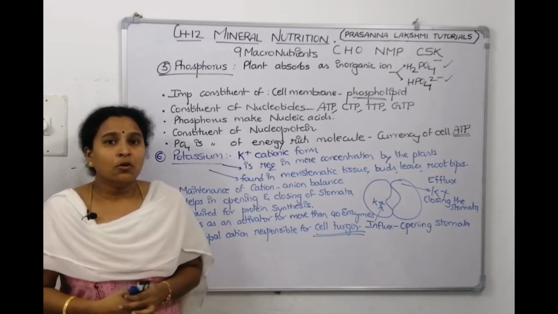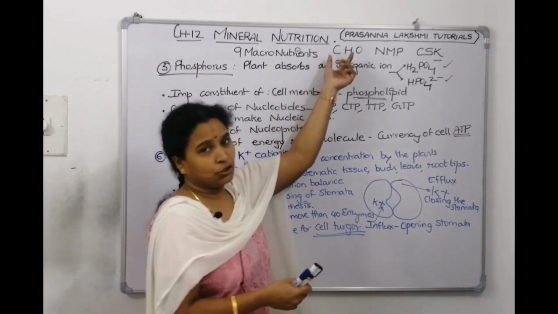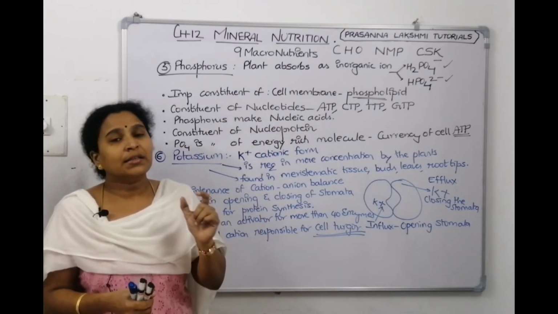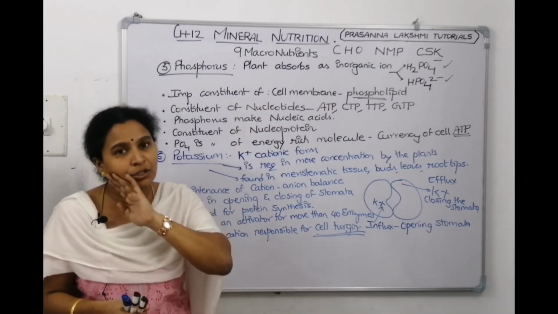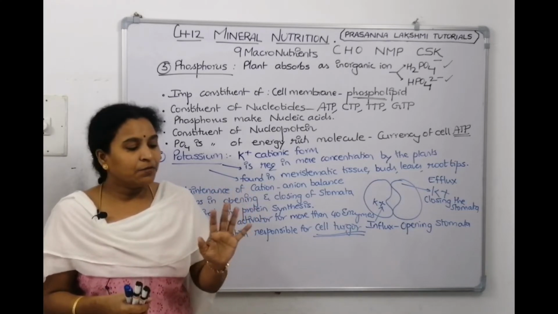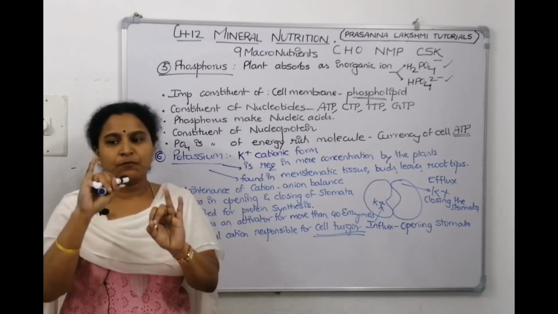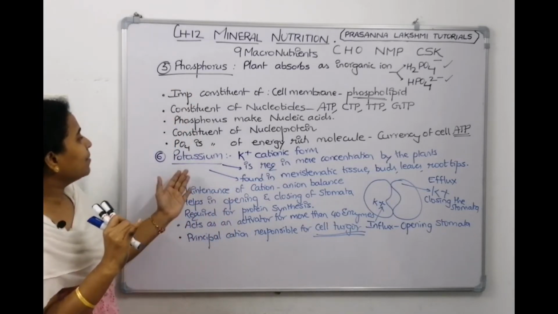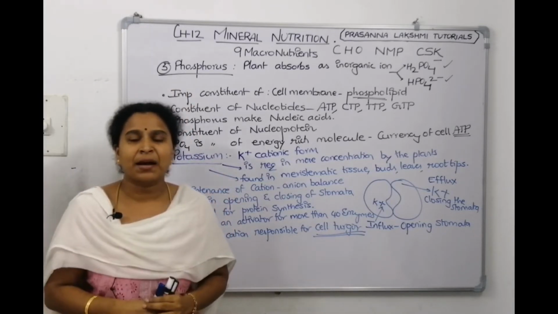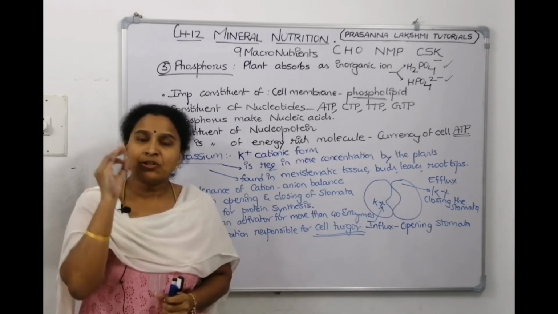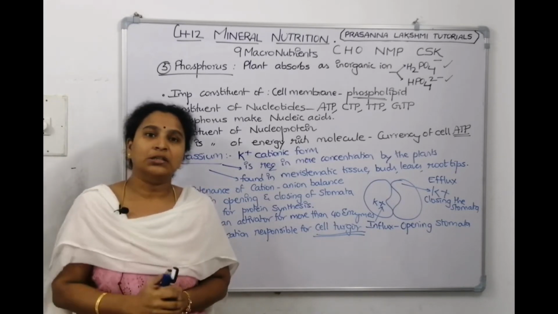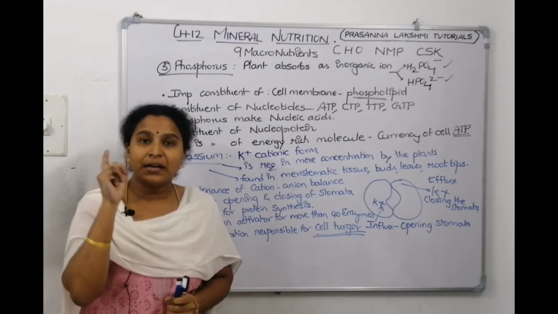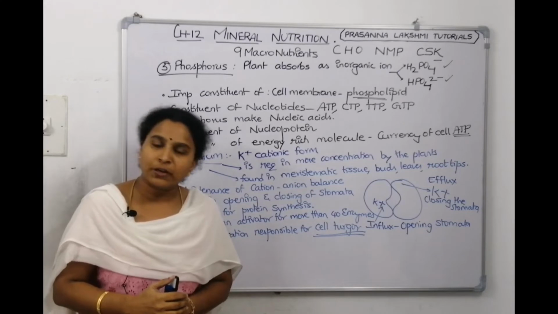Understood, children? So, first we studied CHO. And we told that the plant absorbs the CHO from the atmosphere in gaseous form, and the plant will never show deficiency. After those 3, we studied the 4th, 5th and 6th elements. The fourth element is nitrogen, the fifth is phosphorus, the sixth is potassium. These 3 elements, I told you, are very much required by the plant in large quantities. And if you don't provide them in that quantity, the plant will definitely show deficiency symptoms.